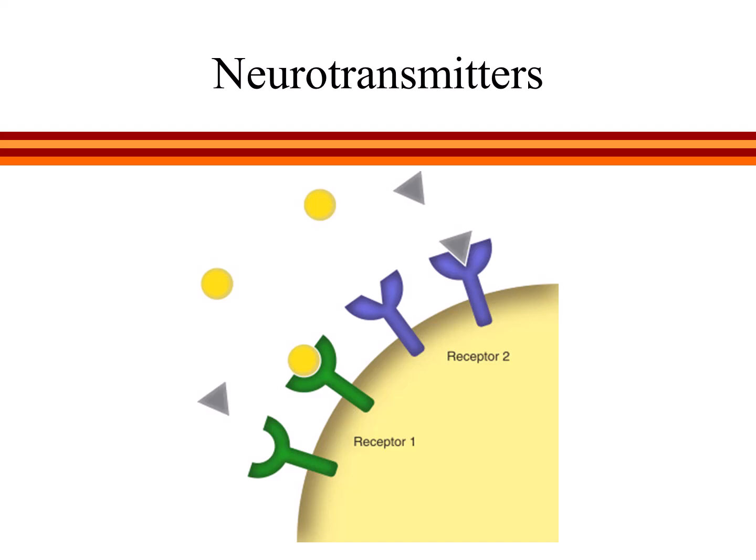Each of the different neurotransmitters have a different shape that is designed to fit only certain types of receptors on the postsynaptic neuron. For example, a GABA neurotransmitter couldn't bind to a serotonin receptor, and vice versa.